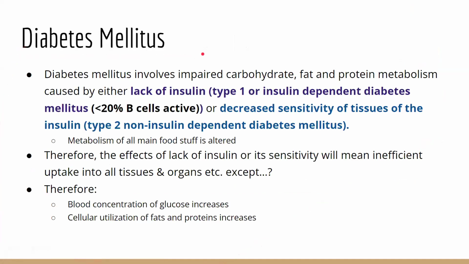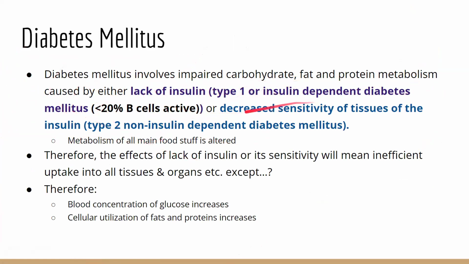So what is diabetes mellitus? Diabetes mellitus involves impaired carbohydrate, fat, and protein metabolism caused by either, okay, all of this will make sense when we discuss the rest of this, a lack of insulin. This lack of insulin is called type 1 diabetes or insulin dependent diabetes mellitus. So the patient is dependent on insulin. A patient with type 1 diabetes is dependent on insulin to maintain their blood glucose levels.